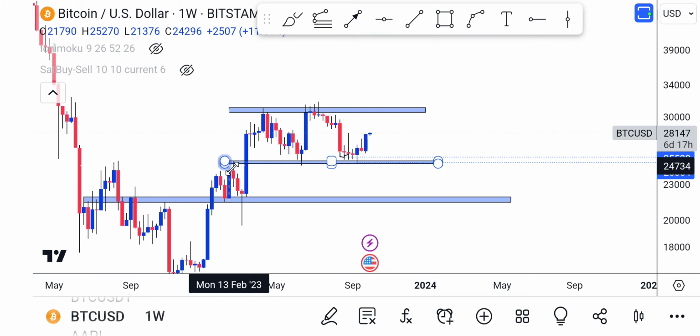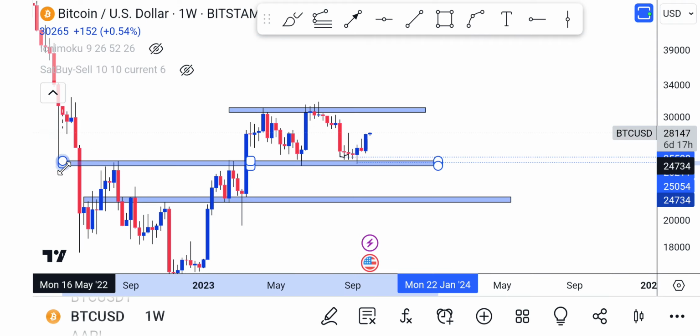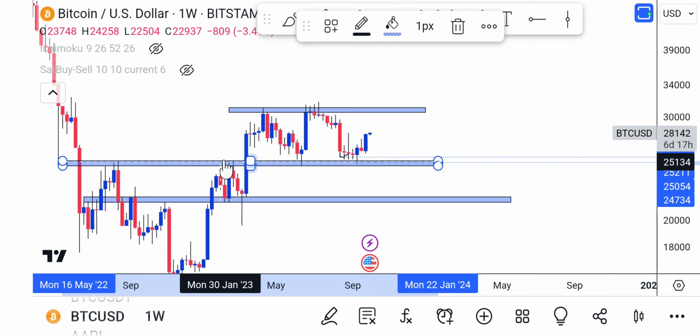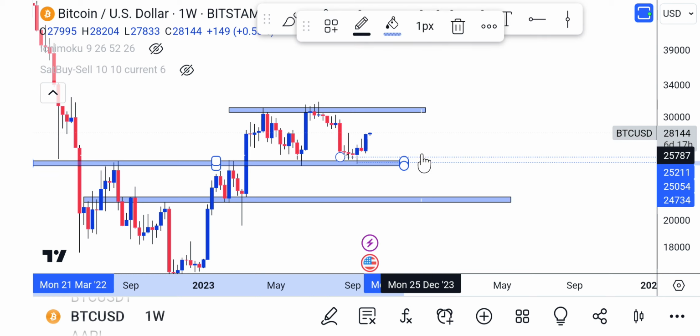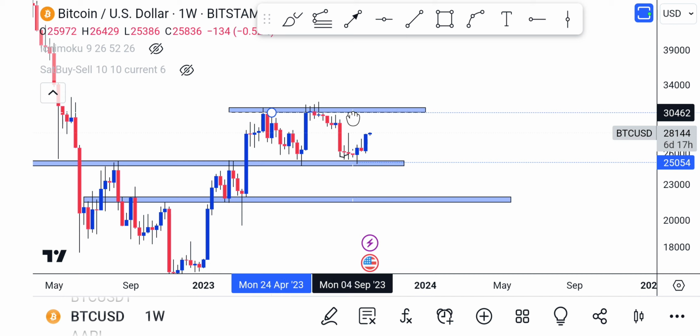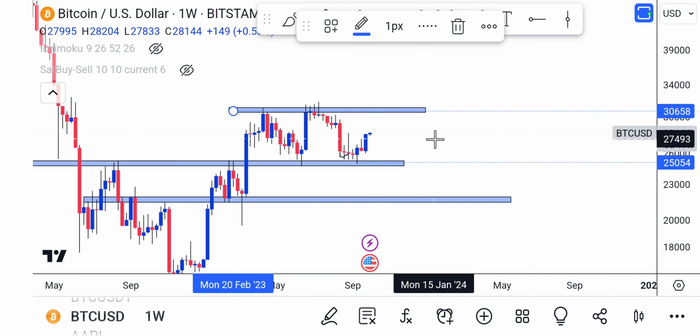So these two previous, let me just show you guys. So these two previous resistance turned to future support here. So in a way, we're still looking at price inside this big range, and the range we're looking at, let's say, is from 31k down to 25k. Okay, that is the big range we're looking at.